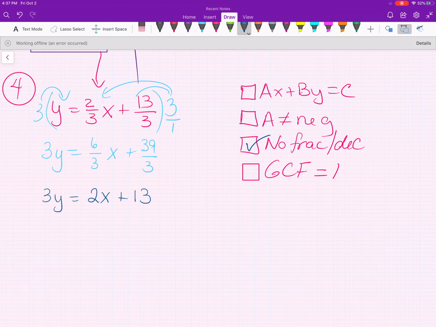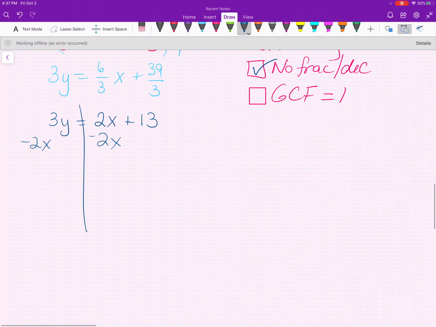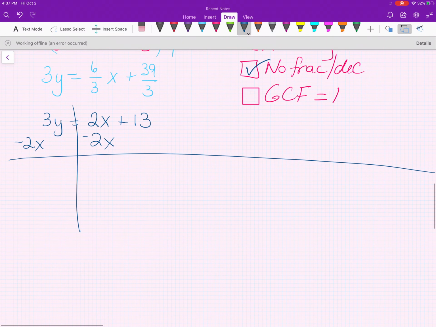Now the x is on the wrong side because remember we need it to look like ax plus by. So I'm going to subtract 2x from each side. All right. What's in front of that 3y? I see people all the time do negative 2x 3y. That's not true. There's an understood plus there. So it's negative 2x plus 3y equals 13.